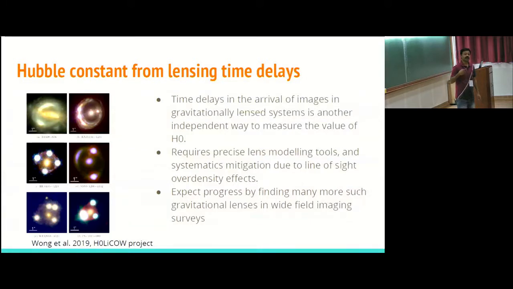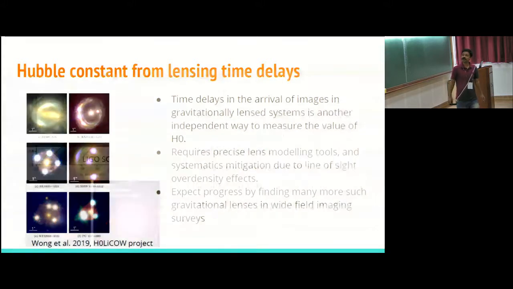And to do that, what you need to do is look at Hubble Space Telescope measurements and try to model each and every pixel within this image in order to get an idea of what the lensing model for this galaxy would be, okay? That allows you to break these degeneracies and measure the Hubble constant. So you can expect progress in this by finding many more such gravitational lenses by wide field imaging surveys. There are a number of such surveys going on right now.